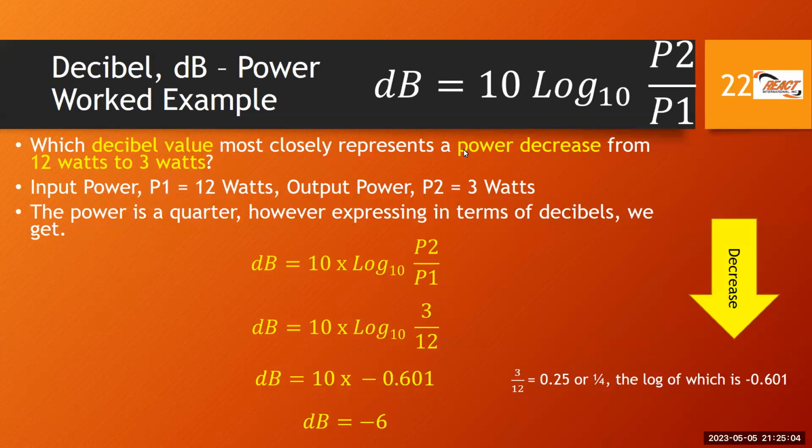But what have they given us? They say our power decrease, okay? But from what? From 12 watts to 3 watts. Now we could do a quick mental calculation. Say, but wait a minute.